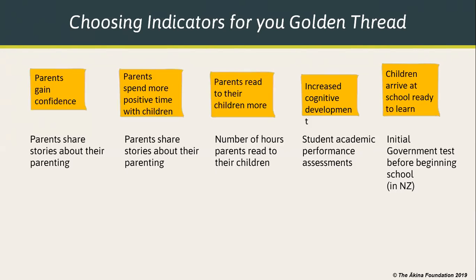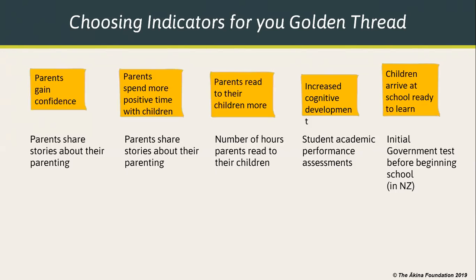So here on this slide, we've got the indicators from the golden thread. Hopefully you remember them from the theory of change that I've probably said to you 20 times now, and I'm sure you're all bored of. But they're the golden thread priority outcomes.